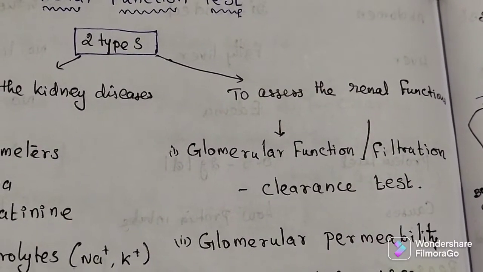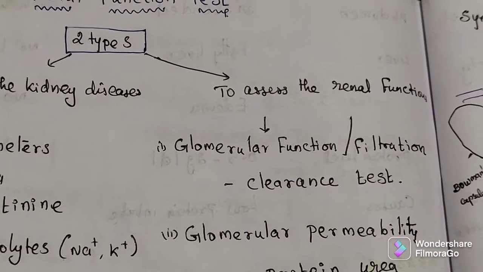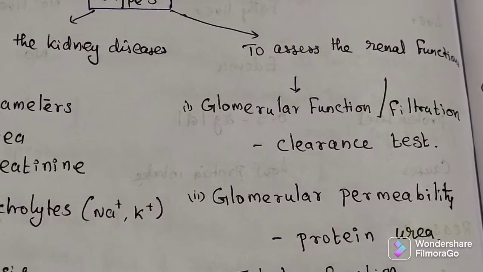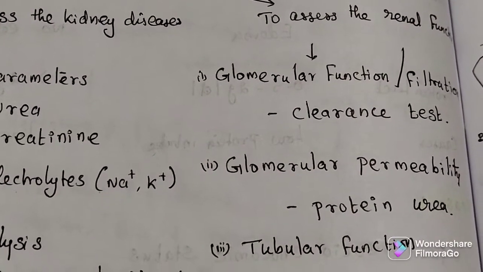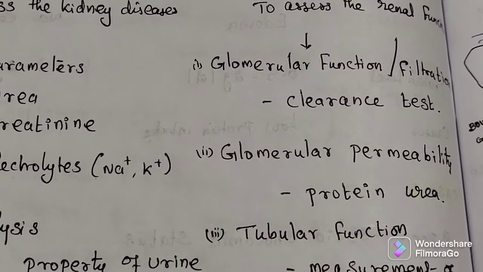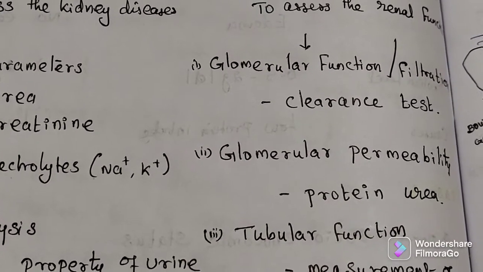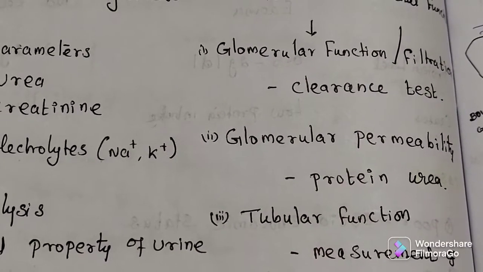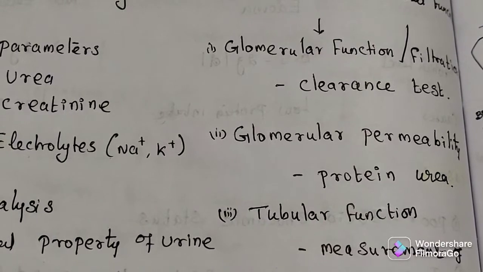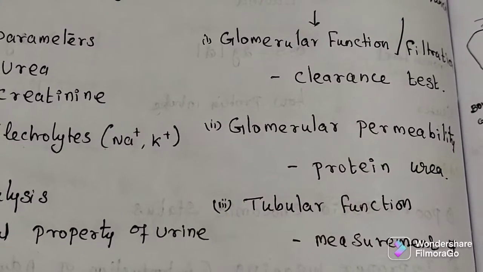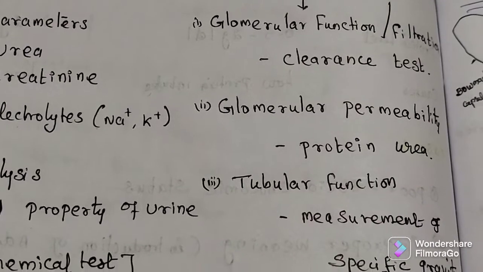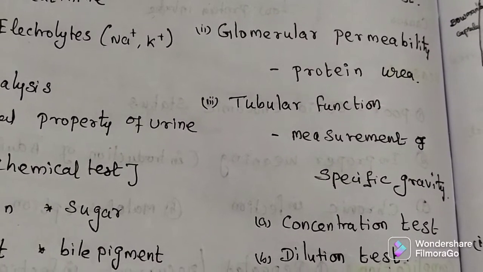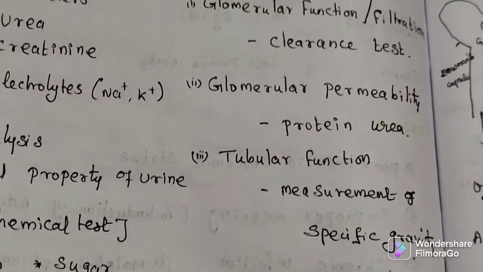What are the tests? First one is glomerular function or filtration. It includes clearance test. To assess glomerular permeability, it includes proteinuria or urinary protein. To assess the tubular function, mainly assess the measurement of specific gravity. It includes concentration test and dilution test.